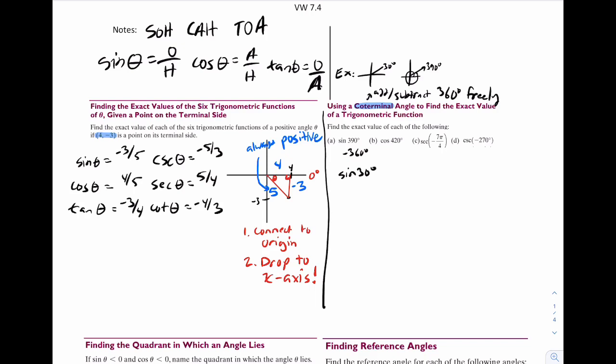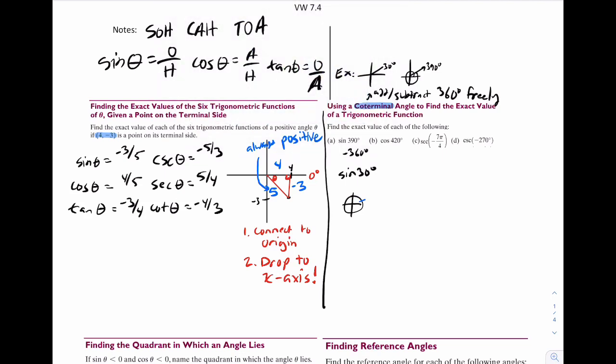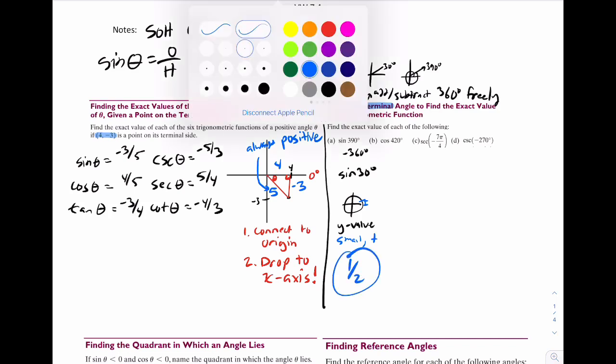Now we're going to do the circle techniques we've been practicing. Here is my circle. 30 degrees is right there. Notice how it's sine, so that's going to be the y value. This is a small distance, so notice how it's small. And it's positive. So the answer must be positive 1/2. Next one.